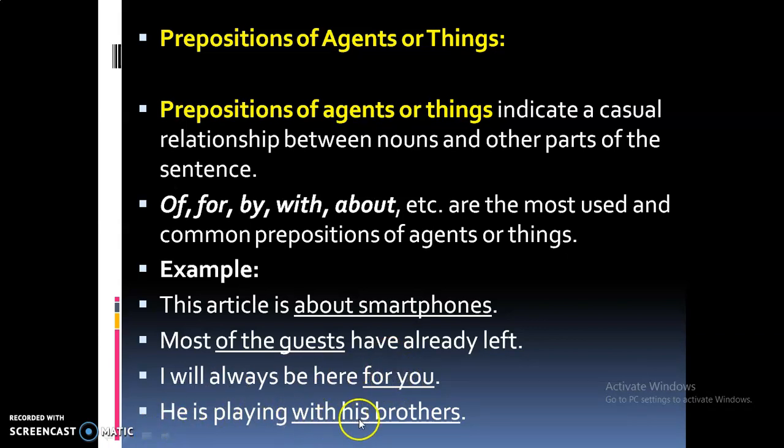He is playing with his brother. So what is the definition? Indicate a casual relationship between nouns and other parts of the sentence. So he is a noun. He is playing with his brother. So it's a preposition of agent.